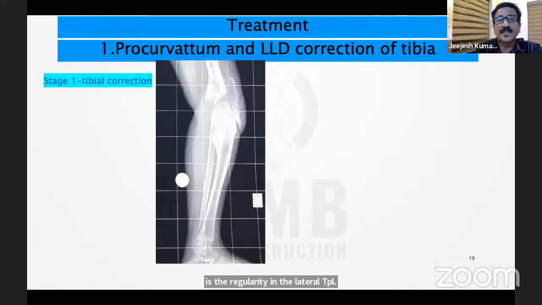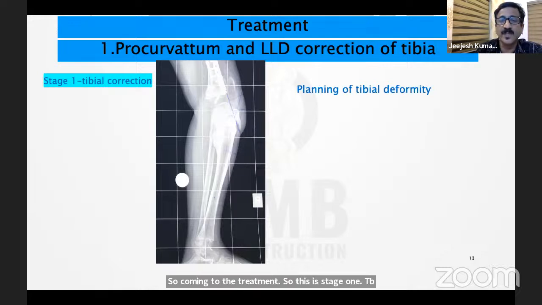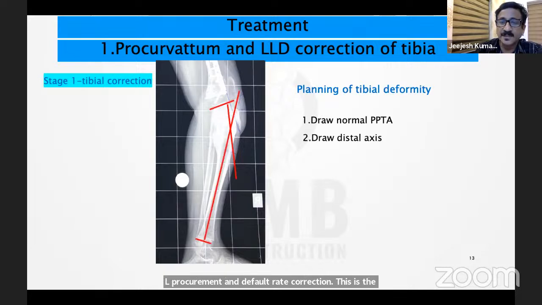So coming to the treatment. This is stage 1, tibial procurvatum deformity correction. This is the planning for that. So how do you plan a deformity like this? First draw the proximal axis, then the distal axis, and find the CORA. The CORA is at the proximal metaphyseal region.